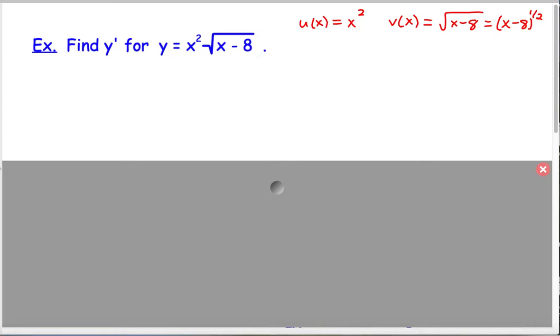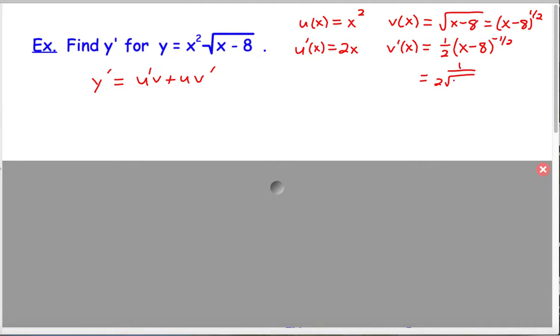Okay, so according to this rule, y prime is going to equal u prime v plus u v prime. You don't really need to write it over on the side, but it might help the first few times you do it. So the derivative of u with respect to x is just going to be 2x. The derivative of v with respect to x is going to be 1/2 times x minus 8 to the negative 1/2 power. I'm using the power rule there. Or another way of writing that, we could write it as 1 over 2 times the square root of x minus 8.